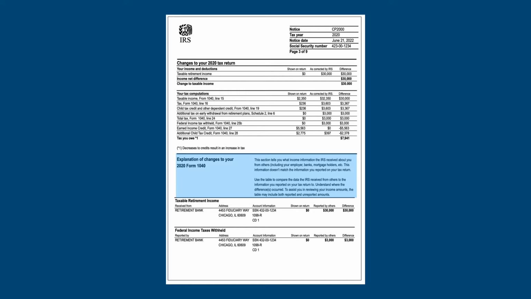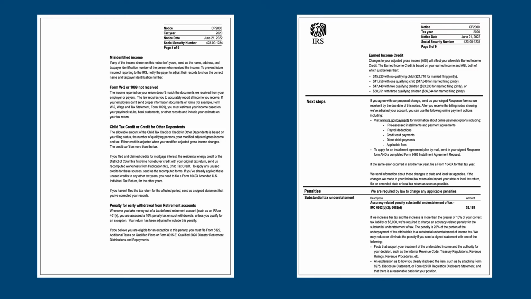The next section of the notice lists the differences between the documents the IRS received and what Monica reported on her tax return. This list has the potential to be quite long if the IRS has several documents that don't match what is reported on the return. On Monica's notice, it shows the additional 1099-R income from Retirement Bank as well as the additional tax withholding from that distribution.